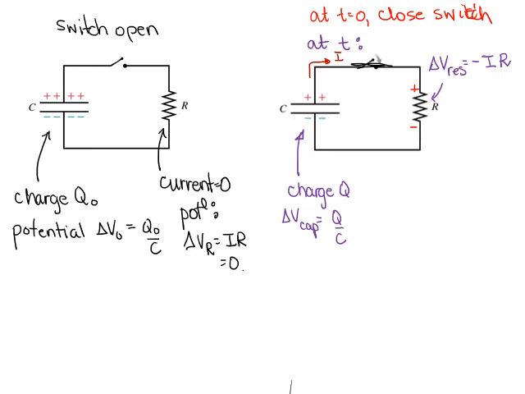Okay, so where can we go from there? Like we've done in previous problems, we can apply Kirchhoff's potential law, or the loop rule. So if we pick a loop that comes around our circuit, I'll pick a clockwise loop, we can write down Kirchhoff's potential law.